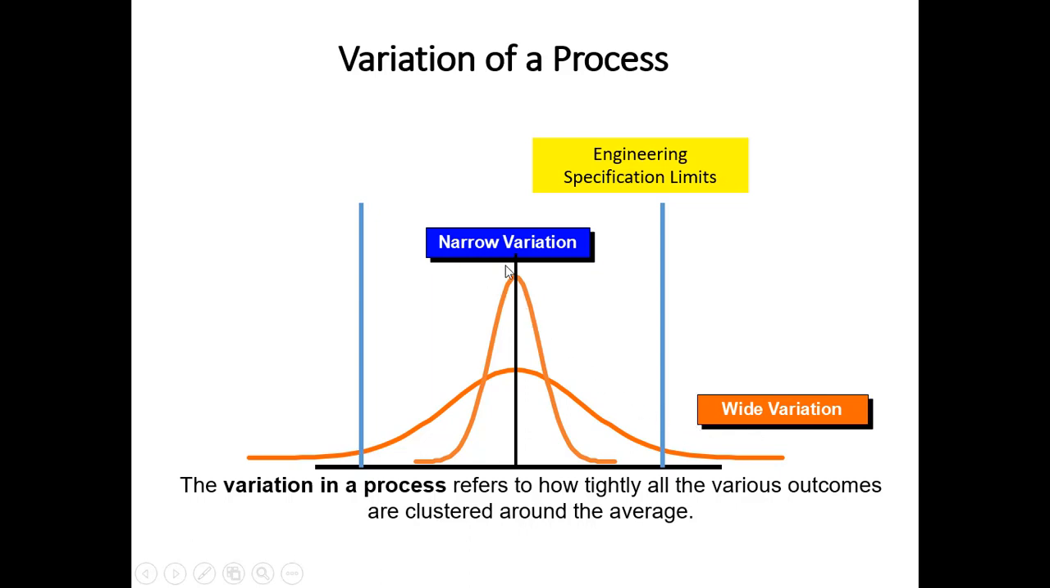What we want is this narrow variation, right? So if this is now some histogram of all your output, you could see it's completely contained within the spec limits. So now you're not producing any defects.